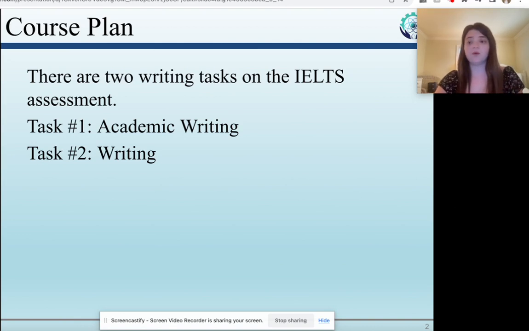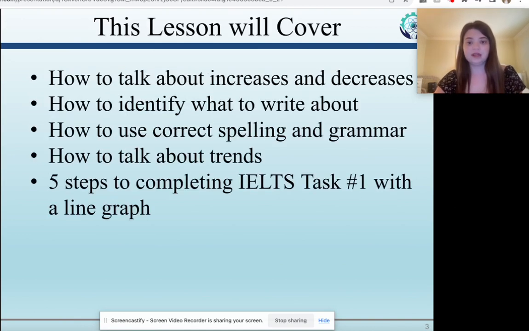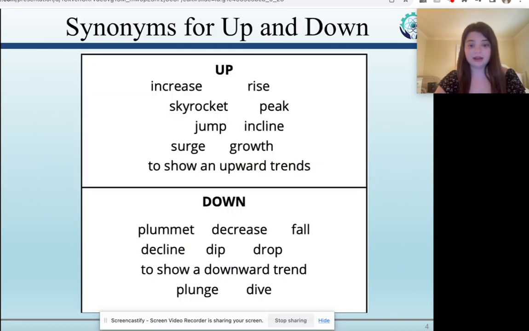So I'm going to talk about what is task one exactly. So this lesson will cover how to talk about increases and decreases, how to identify what we should write about for our task one, how to use correct spelling and grammar. I won't go as much into detail with correct spelling and grammar because we do have an entire course for our grammar, but I will discuss this briefly and a little bit throughout as well. I will also talk about how to talk about trends and also the 5 steps to completing the IELTS task one with a line graph.